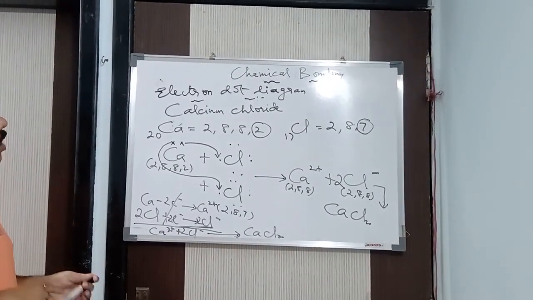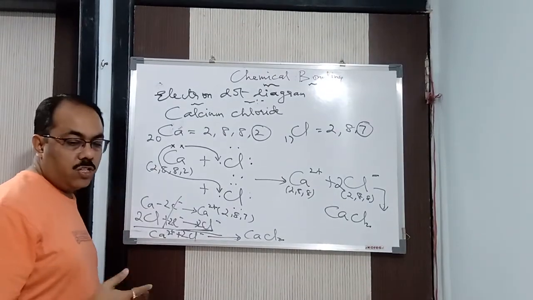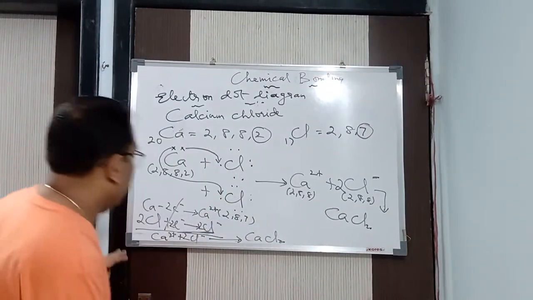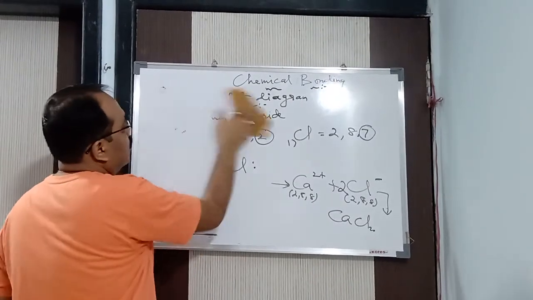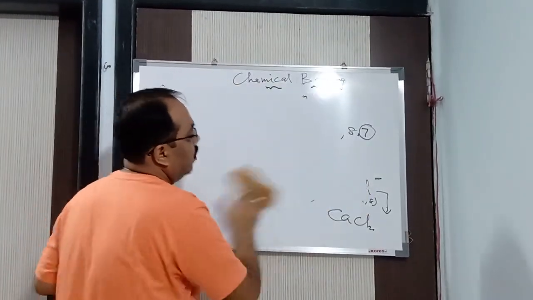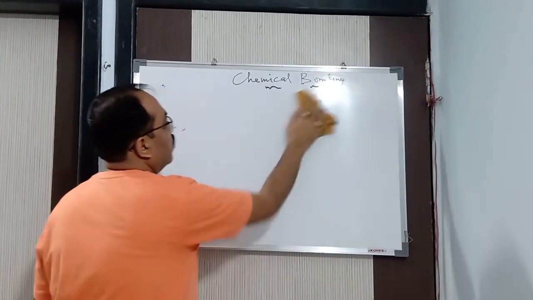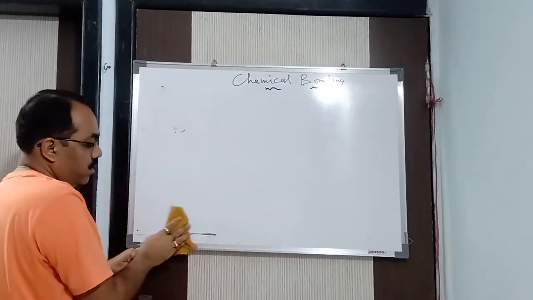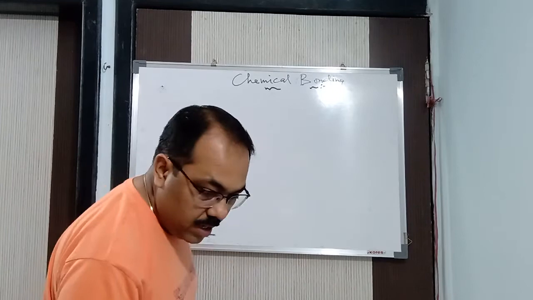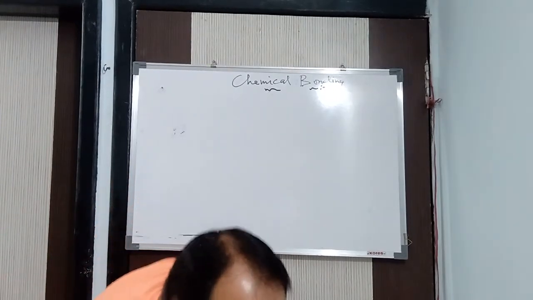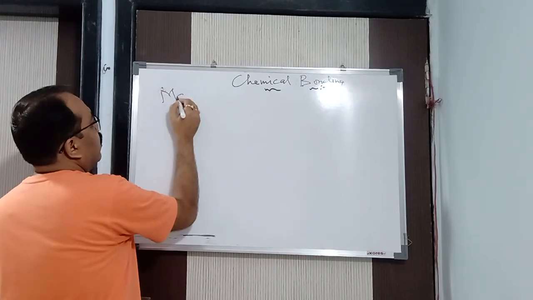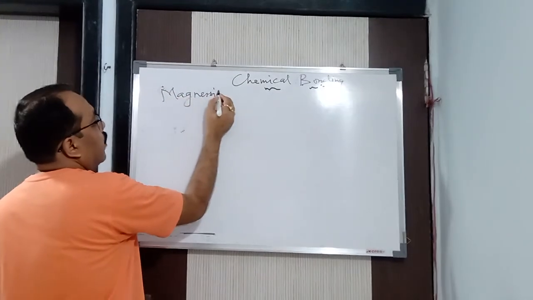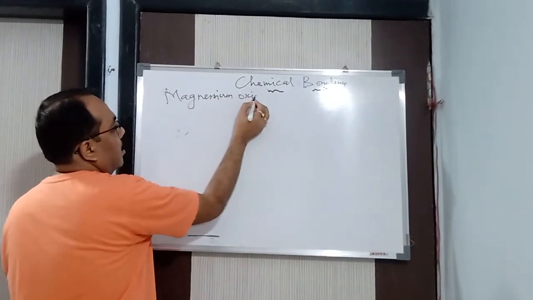Now I will show you another one, that is the structural diagram. I will take the example of another compound here. Why should I take calcium chloride? Already we have seen it. Now I'll take a new example. Let us take magnesium oxide.